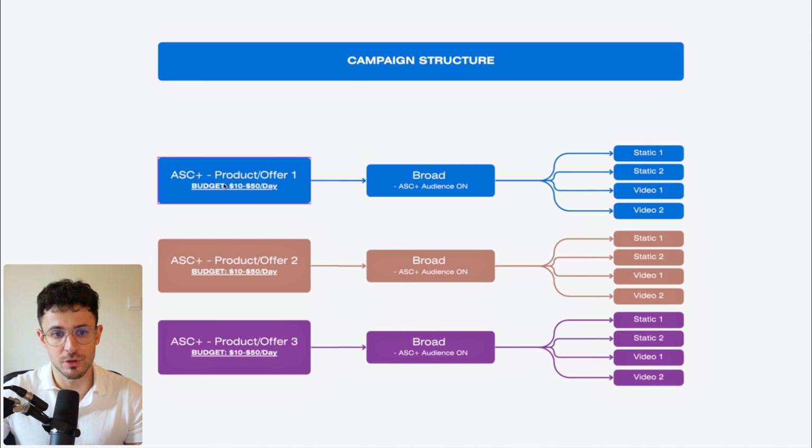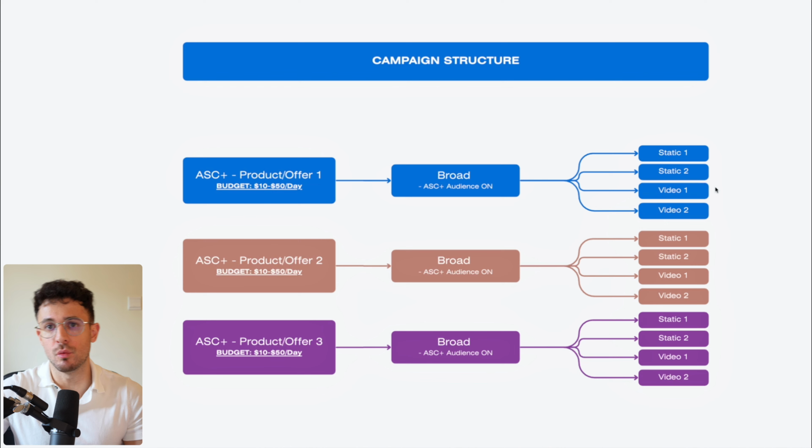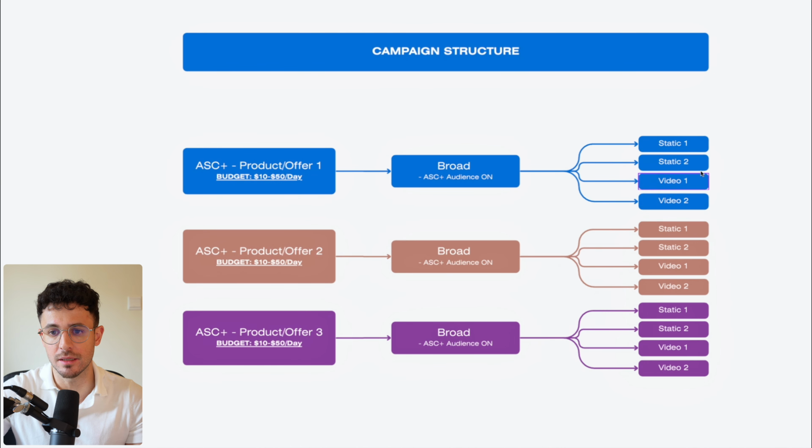So you're going to have three different campaigns, one for each product. The budget for each campaign will be between 10 and 50 US dollars per day, with broad targeting and the Advantage Shopping Plus audience on. Then you want two different statics and two different videos for each product, for each offer. During this phase, you don't have to care about the learning phase, again. What most probably is going to happen is that of these four ads, maybe only video one will spend money, while the others, static number 1 or 2 or video number 2, are not going to spend anything.